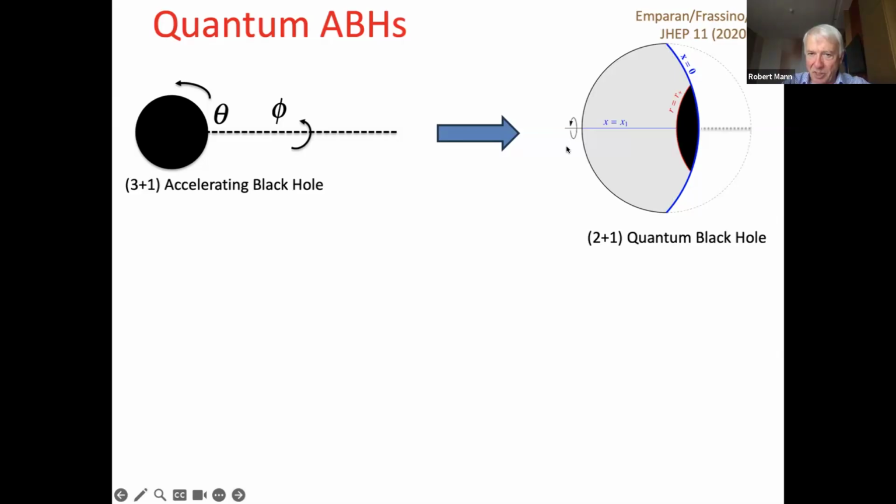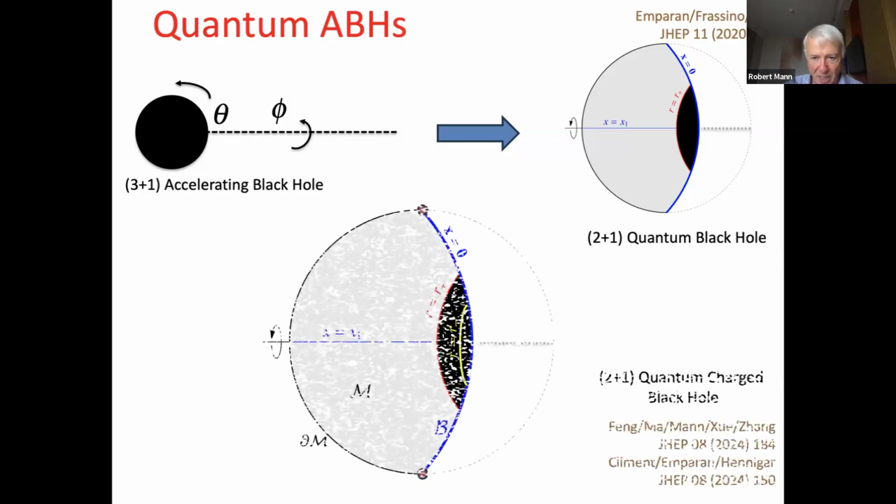So the phi symmetry is a rotation about this axis. In other words, the azimuthal coordinate is going around this axis right here. And this brane here is a 2+1 dimensional world that has a 2+1 dimensional black hole on it. And it's called a quantum black hole for reasons that I will mention momentarily. And Roberto Emparan, Antonio Frassino, and Benson Way proposed this about 5 years ago now.